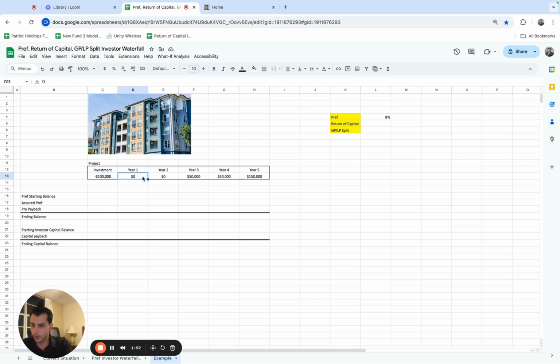Year one, no cash flow. Year two, no cash flow. You get some cash flows in year three and year four, and then year five, you have your exit. So how would this work with this waterfall tier? The first thing that has to be paid back is the Pref.